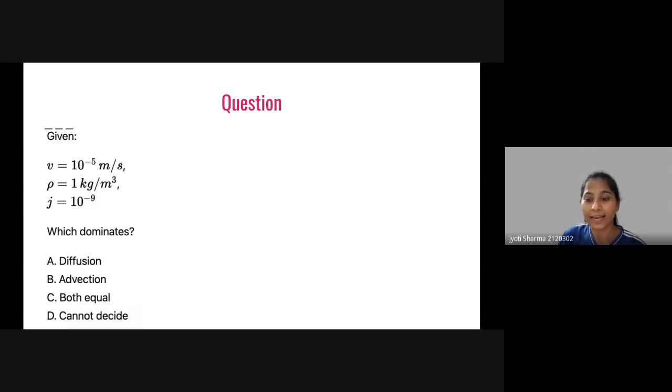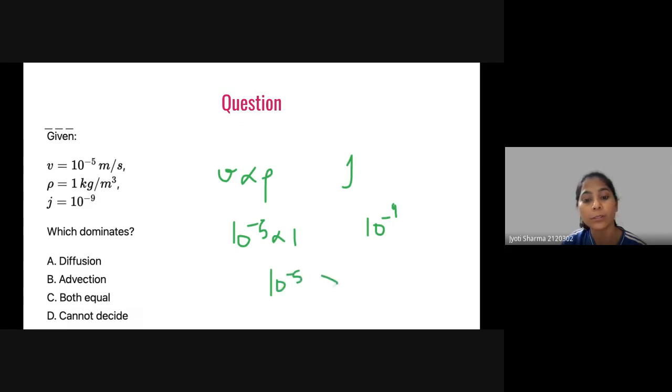Velocity, the density, and the diffusion flux are given, and you need to tell me which one is dominating. Diffusion is dominating, advection is dominating, both are equal, or you can't decide which term is dominating. So your advection is V multiplied by rho, and your diffusion flux is J. So this is 10 raised to power minus 5 multiplied by 1, and this is 10 raised to power minus 9. It means 10 raised to power minus 5 is more than 10 raised to power minus 9.